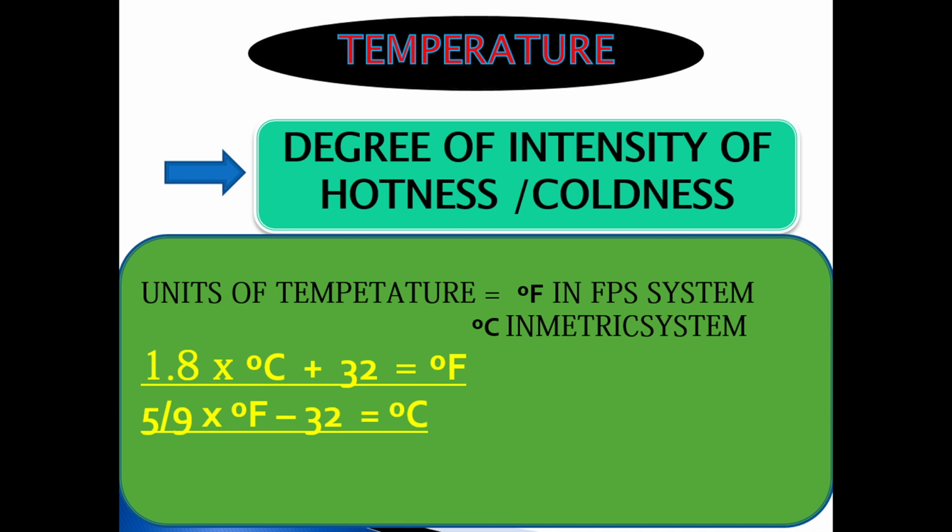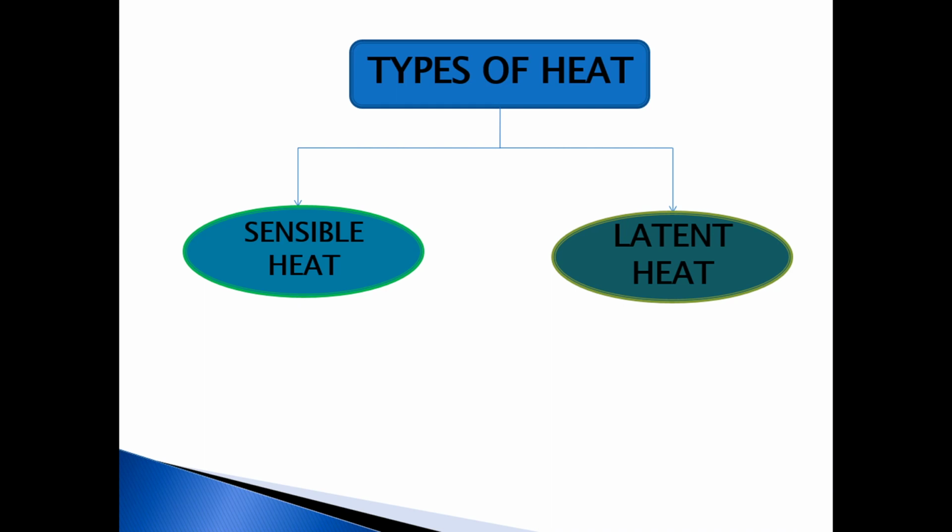From this, heat is a form of energy and the intensity of that hotness or coldness is temperature. And heat is measured in BTU or calorie and temperature is measured in degree Fahrenheit or degree Celsius by using a thermometer. To measure temperature we use a thermometer. Okay. And heat, there are two types of heat. One is sensible heat and another one is latent heat.